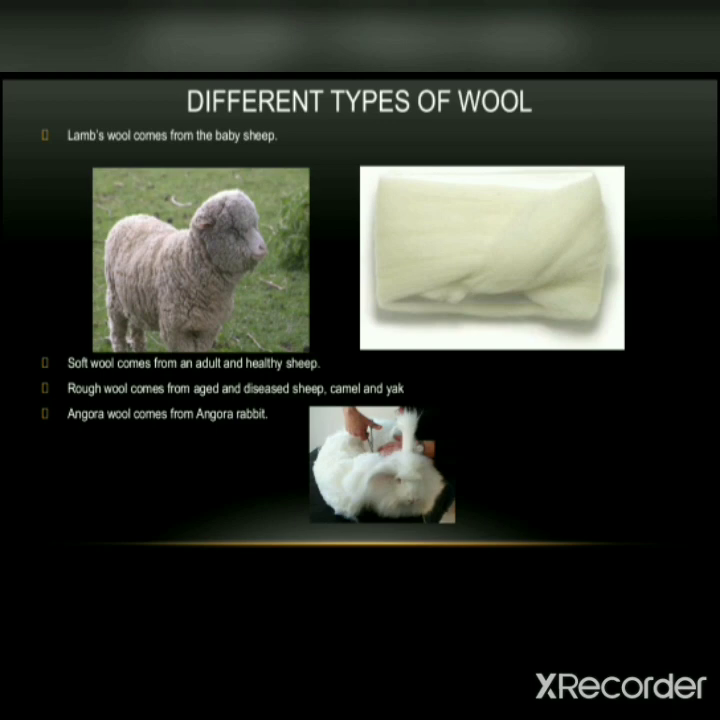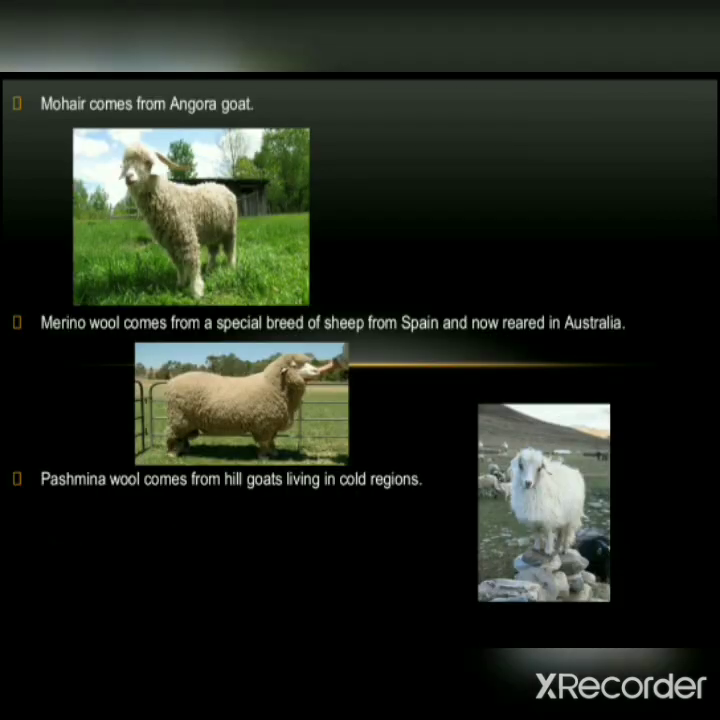Rough wool is basically made from aged and diseased sheep, camel, and yak. Basically, this particular wool is used for the production of carpets, blankets, rugs, etc. Another one is Angora wool, which is very famous. It is made from the Angora rabbit. Another one is mohair, which comes from the Angora goat. It is very famous again.